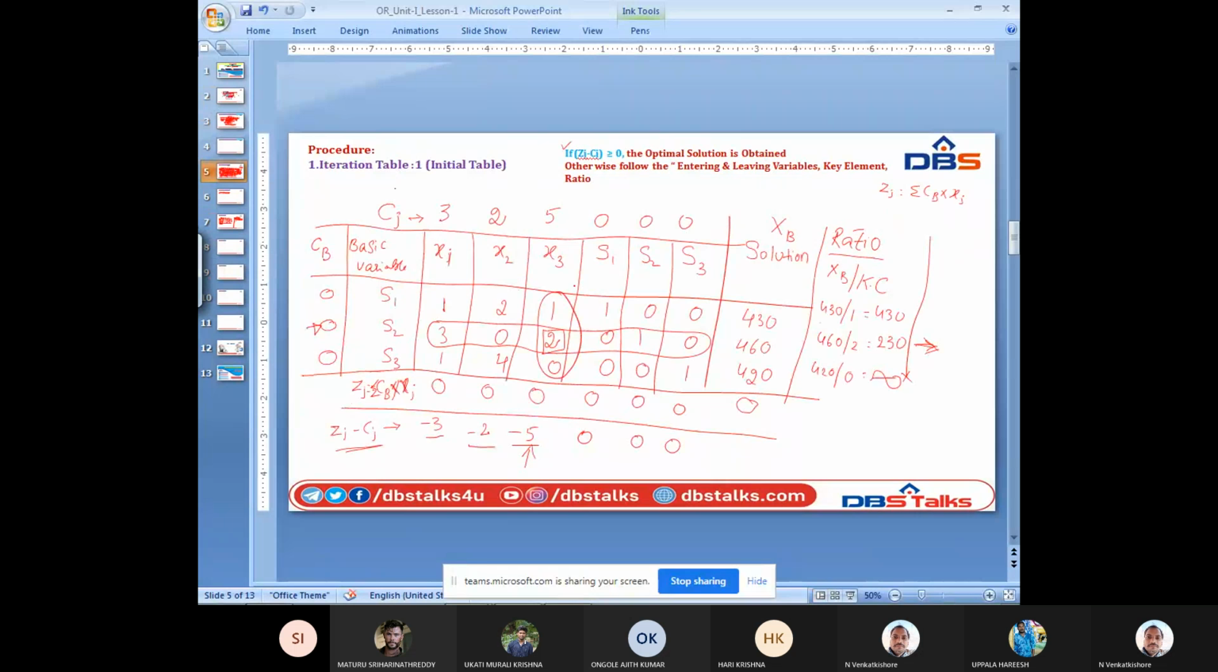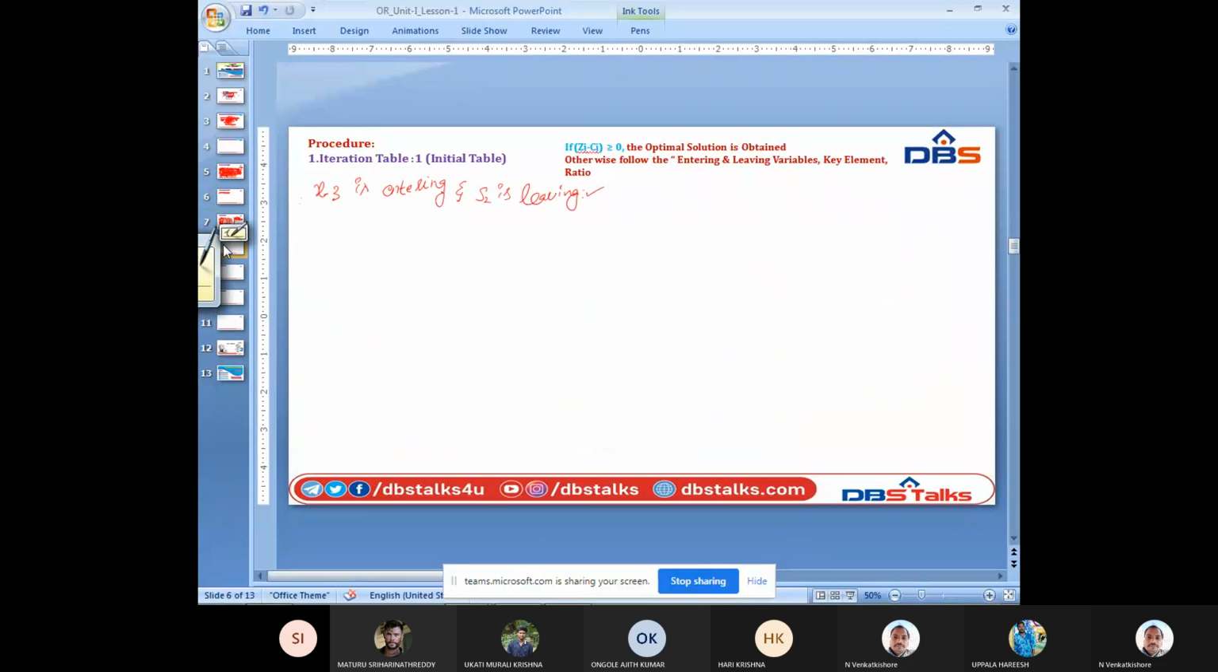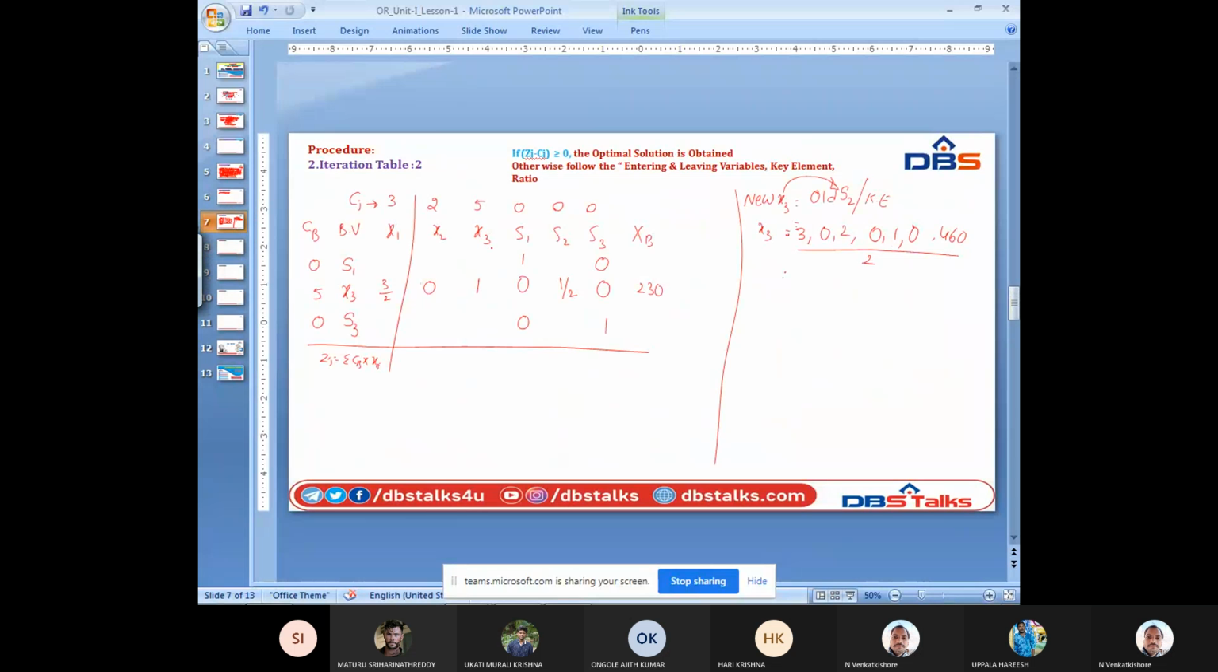Then what about the next one? S2 is 010, but S2 has already left the table. Which one entered? X3 entered. So the values 010, which belong to S2, are to be written in the place of X3. S1 is 100, S2 is replaced with X3, so X3 is 010 and S3 is 001. With that, the only things left are X1, X2, S2. These three are required.